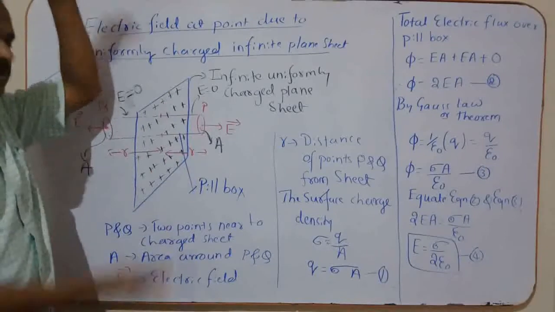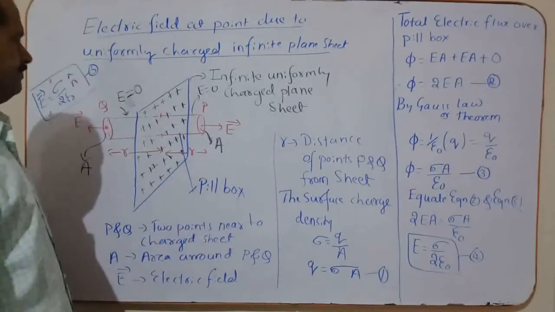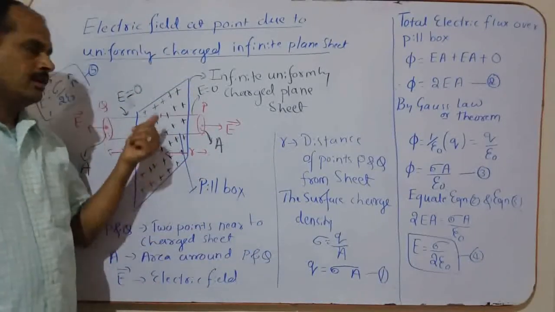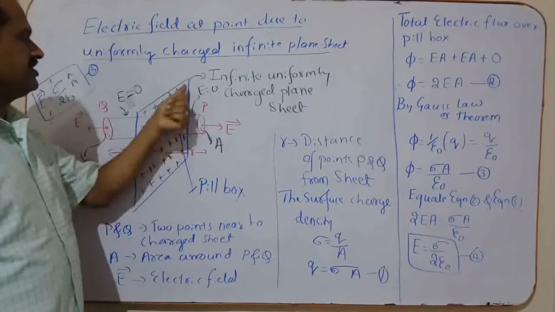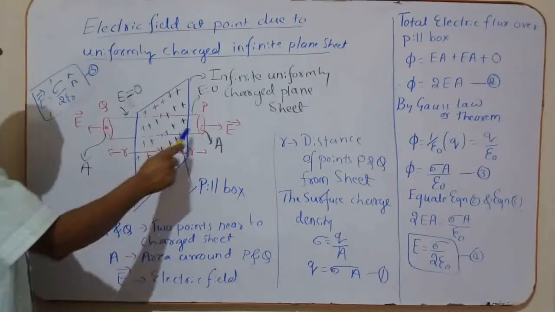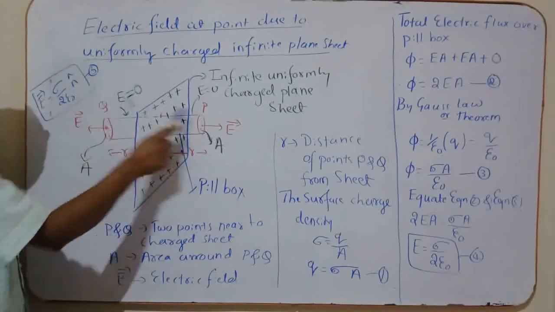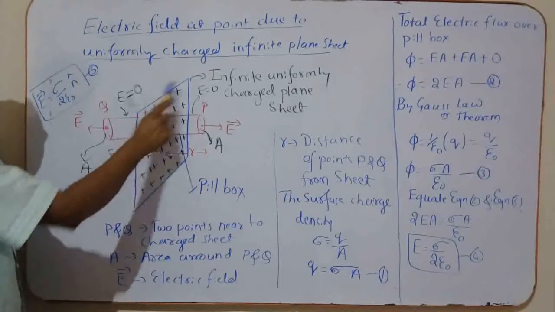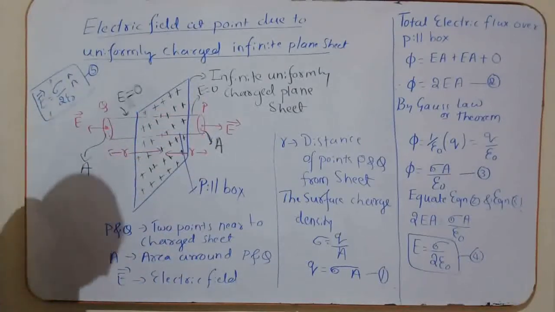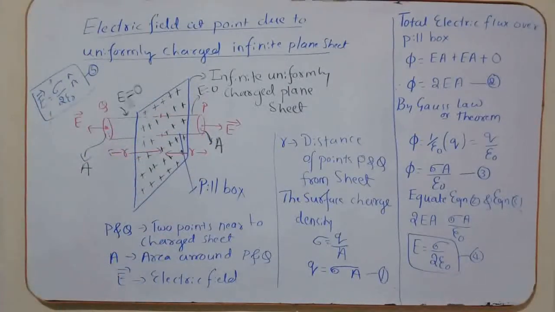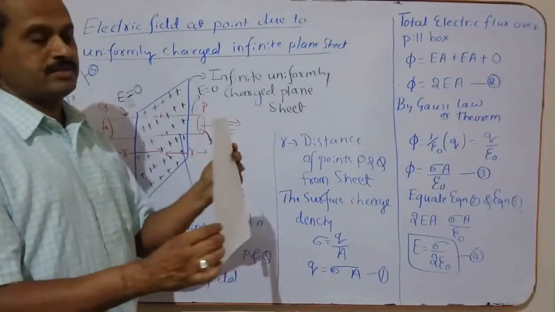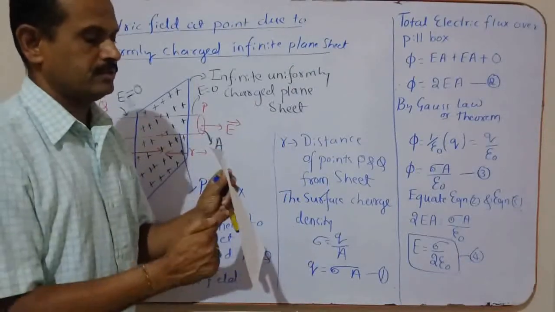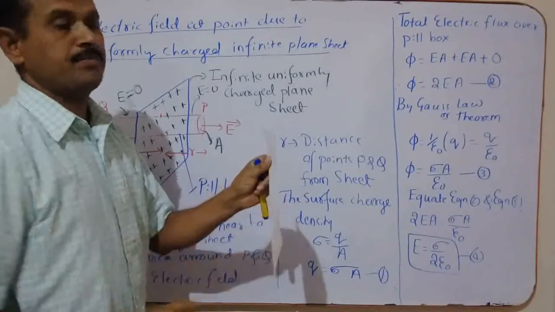It is very difficult to draw the infinite, but it is assumed to be infinite. It is a charged plane sheet, and P and Q are the two nearest points to the charged plane sheet. Two nearest points, P and Q. Suppose it is the charged plane sheet. It is the nearest point on either side of the charged plane sheet.